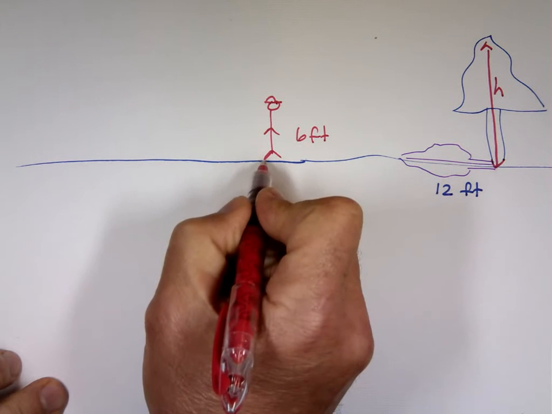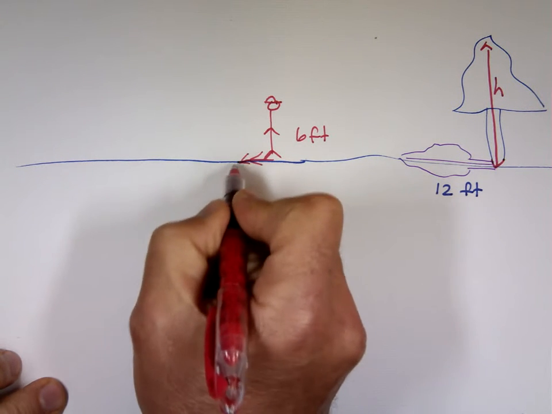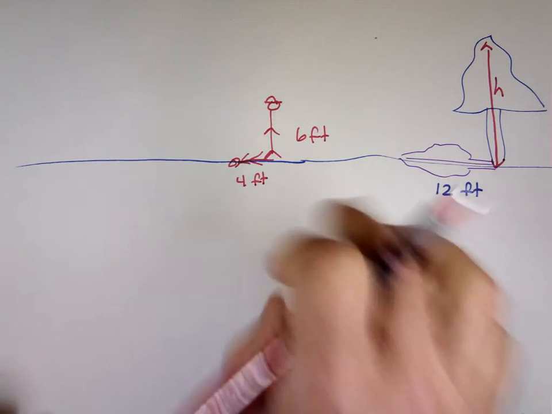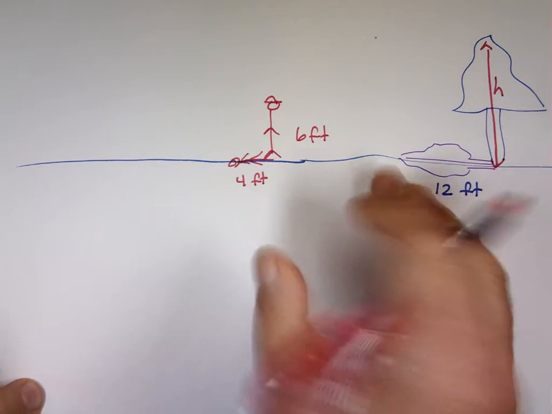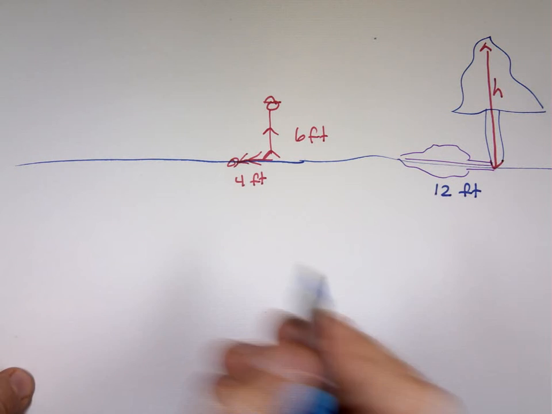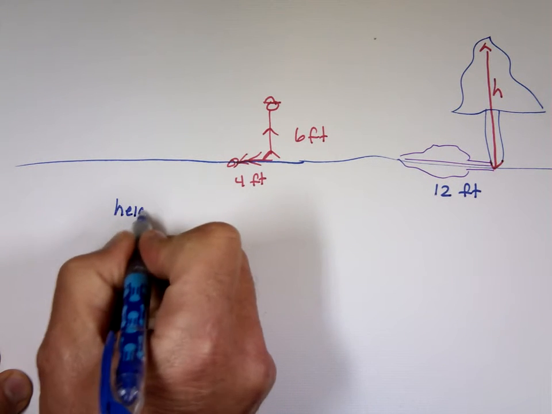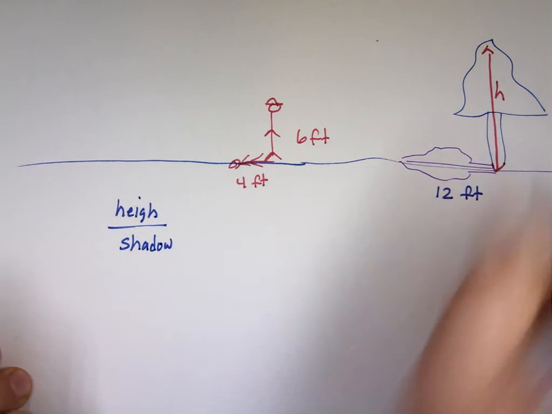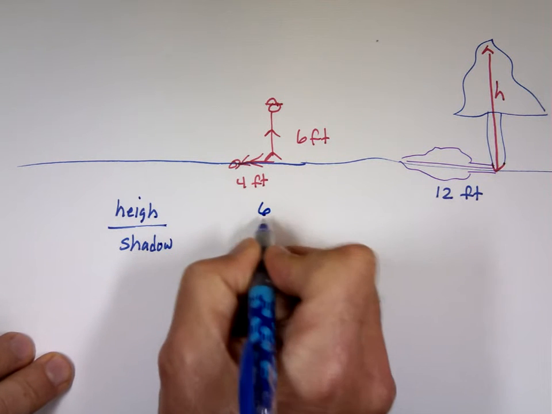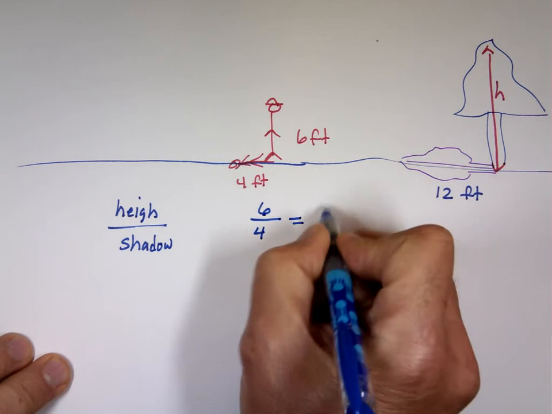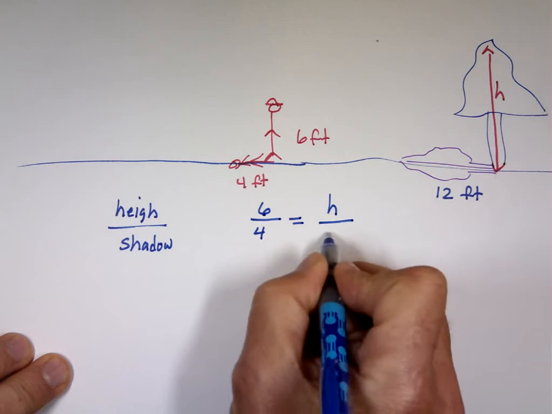Let's measure Stan's shadow at the same time. Stan's shadow is 4 feet. If I measure the shadow of Stan and the shadow of the tree within the same time, the sun didn't move that much, I can do some proportion ratios. I can say the ratio of Stan's height to the shadow will be the same as the tree height to its shadow. So Stan's height is 6 feet, his shadow is 4 feet. That should be the same as the height of the tree, which is h, to the shadow of the tree, which is 12.